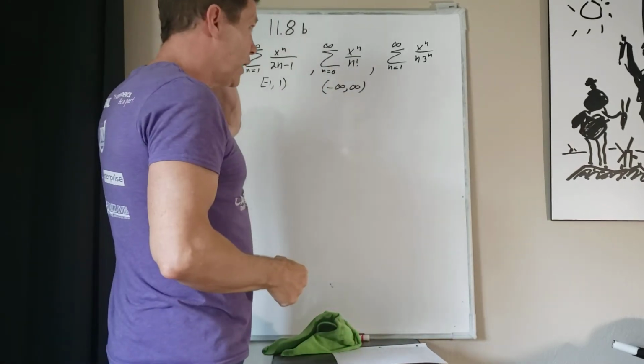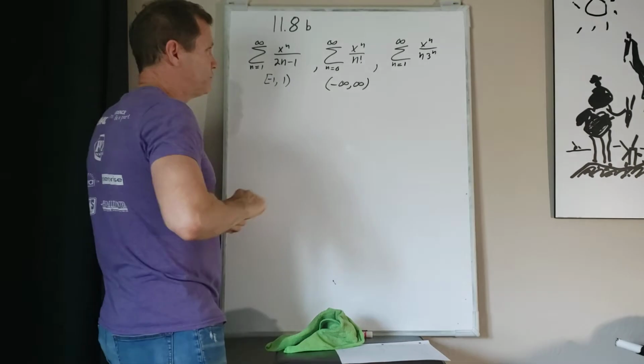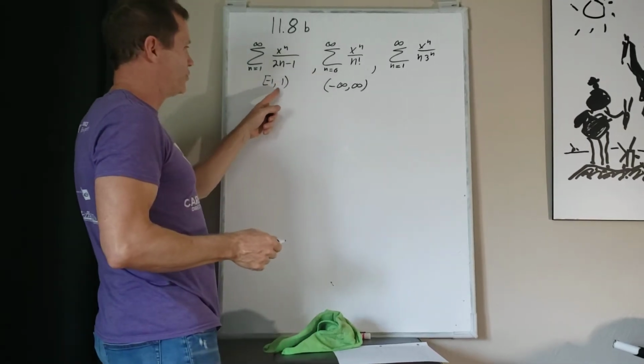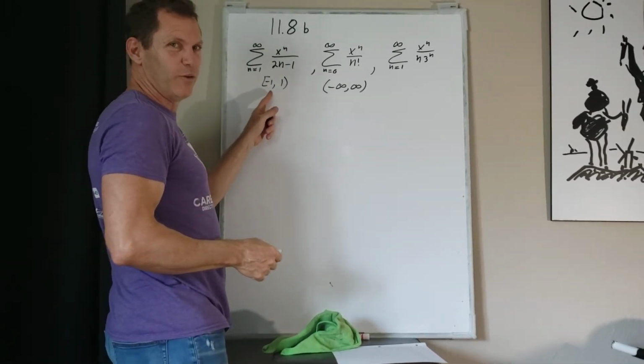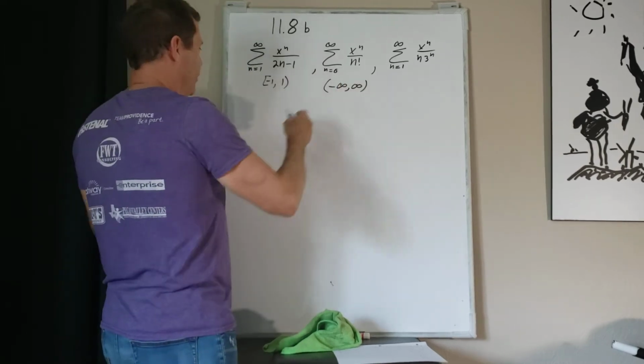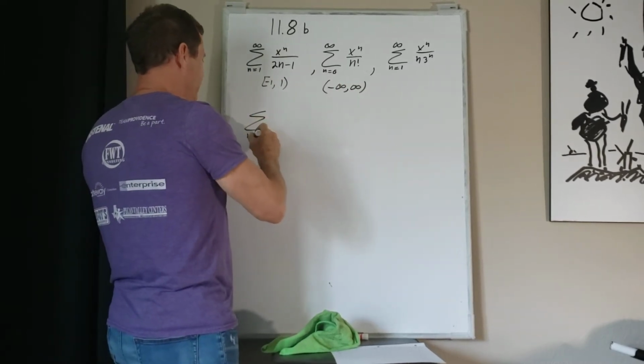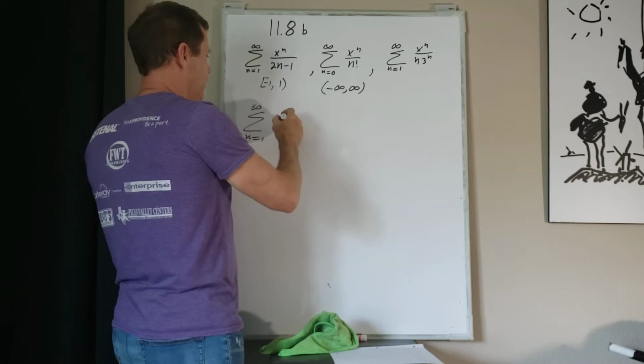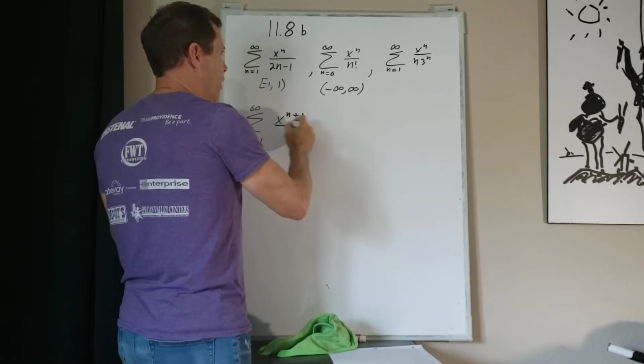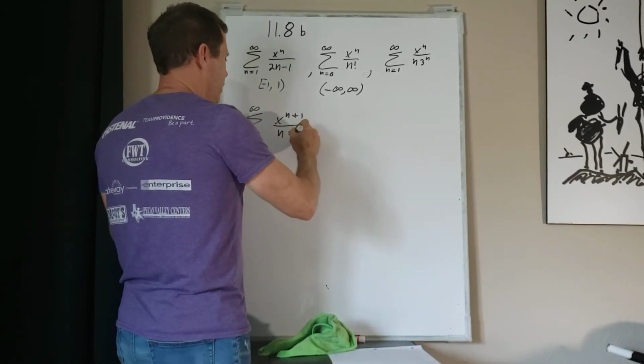Okay, let's look at this one. Just like everything I've been doing so far, that always ends up being ones and negative ones. They don't have to be that way. Let's look at this one. So you got the summation, n equals 1 to infinity, x to the n plus 1 over n 3 to the n.